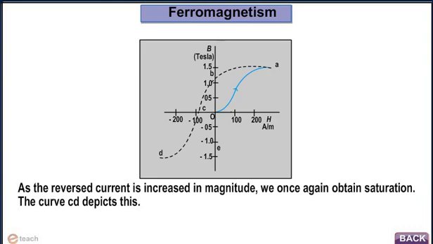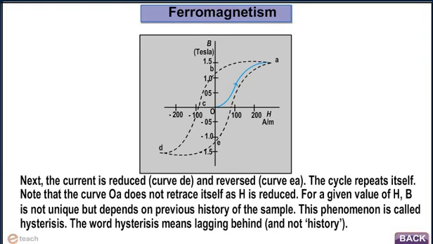As the reversed current is increased in magnitude, we once again obtain saturation. The curve CD depicts this. Next, the current is reduced, curve DE, and reversed, curve EA. The cycle repeats itself. Note that the curve OA does not retrace itself as H is reduced. For a given value of H, B is not unique but depends on previous history of the sample. This phenomenon is called hysteresis. The word hysteresis means lagging behind and not history.